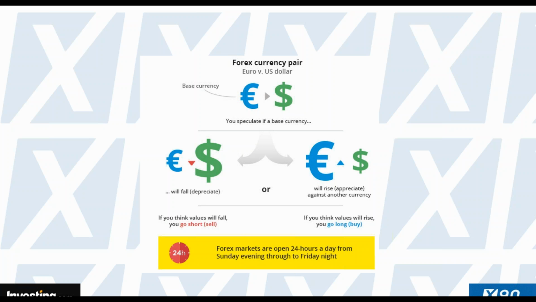Now, if you were going to Australia and you had US dollars, we would quote it as the AUD-USD. Now, that would mean the AUD, which is on the left-hand side of the pair, is the base currency and you're trading it in for US dollars.